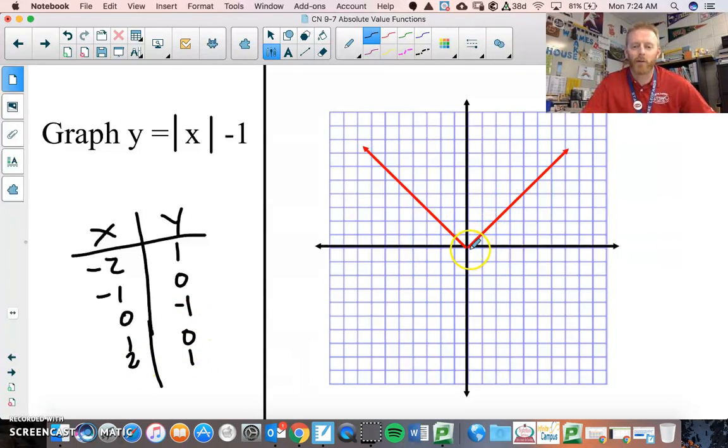So if we graph all those, to the left 2, up 1, to the left 1, 0, 0 down 1, to the right 1, let's see, at 0, and then to the right 2, up 1, you'll see that again my graph was just shifted entirely down one spot.